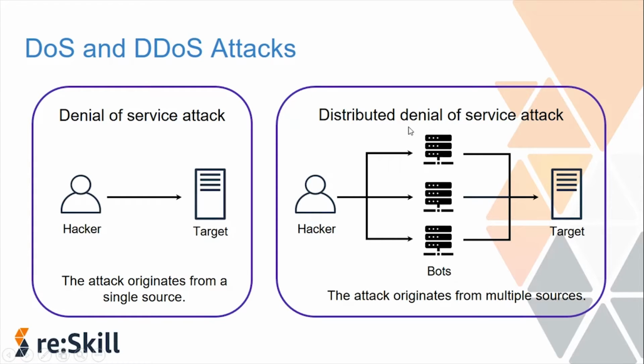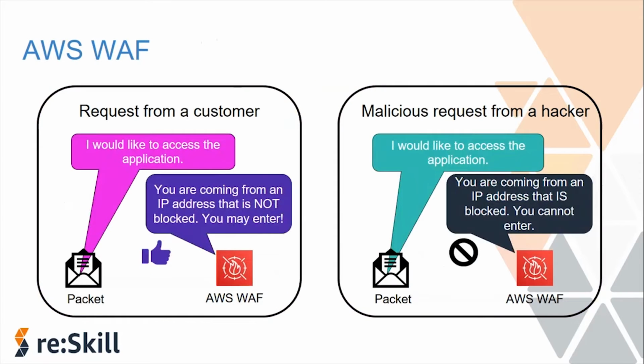So this thing, when multiple sources are used to overload a server, is known as a distributed denial of service attack. And when there was one source being used, that was a denial of service attack. So let's understand how we can mitigate such attacks.